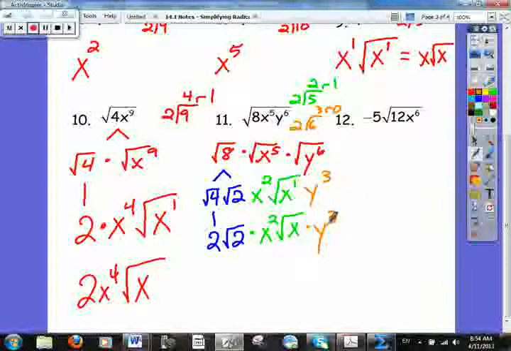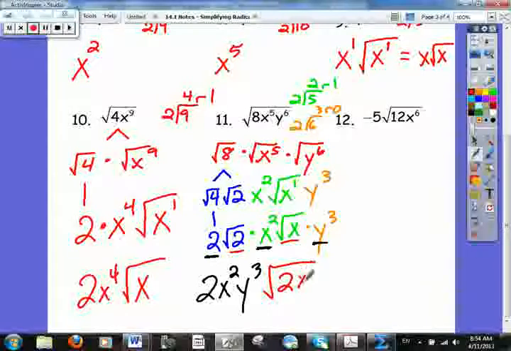That's it. Now, notice the terms that are outside the radicals. We're going to put those together, so 2x to the second, y to the third. And then the terms that are inside the radical, I'm going to put back inside the radical, 2 times x, because I'm multiplying them. And that is my final answer right there for number 11.